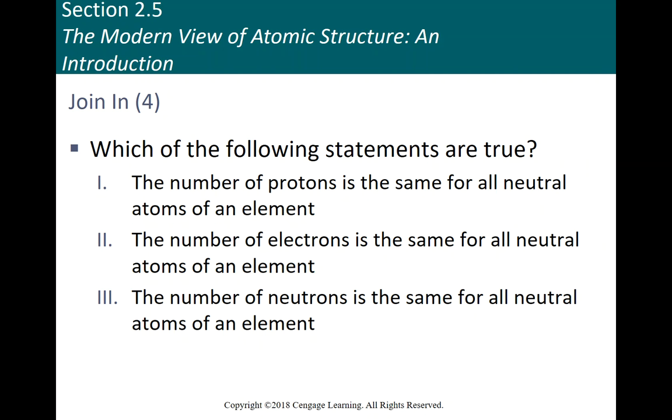How about the last one? The number of neutrons is the same for all neutral atoms of an element. That statement is not true, because you can differ in number of neutrons and still have the identity of that particular element. You may not be as stable, but you will have the same identity.